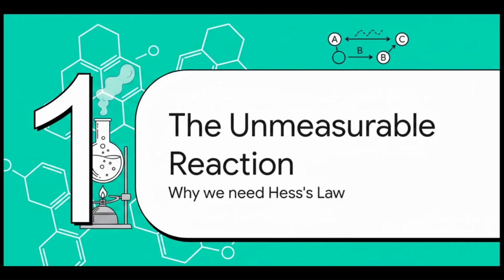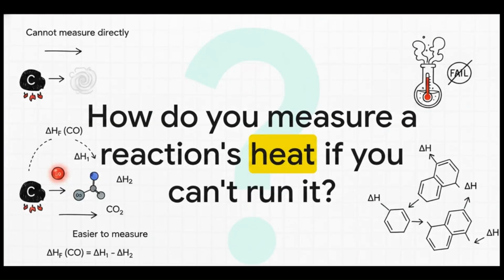Okay, so first things first. Let's talk about that problem. Why on earth do chemists need a workaround like this? Well, it really all boils down to a pretty big challenge you face in the lab. Just think about this for a second. Imagine you're trying to measure the heat given off when you form carbon monoxide from solid carbon. It's a nightmare to do directly. You'll almost always overshoot and make a ton of carbon dioxide instead. So what do you do? How do you find that energy value?